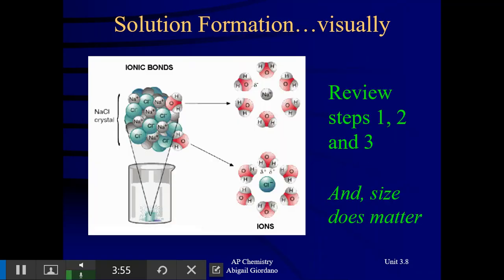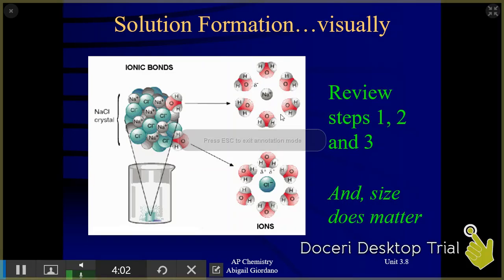So what this unit really hammers home is, can you visualize what is going on when a solution is formed? Okay, so in this picture that we've got here, our solute is a crystal of sodium chloride, and we're going to dissolve it in water. So let's review those 3 steps of solution formation.